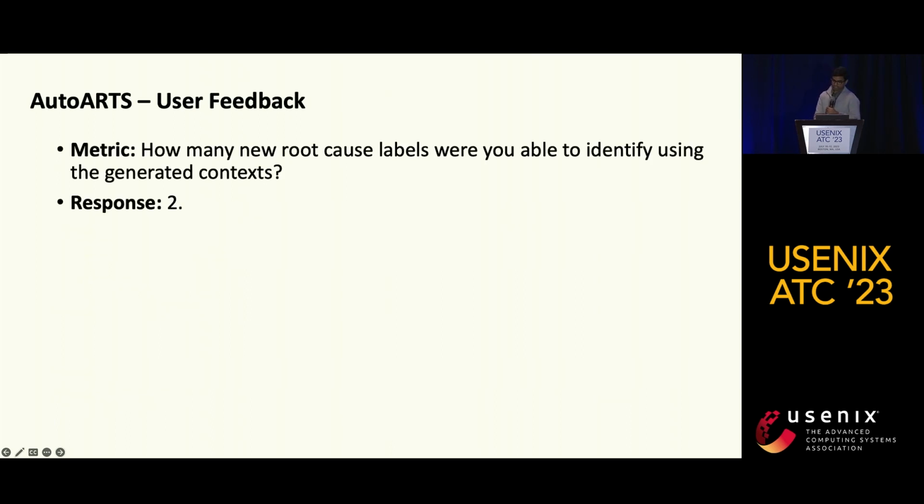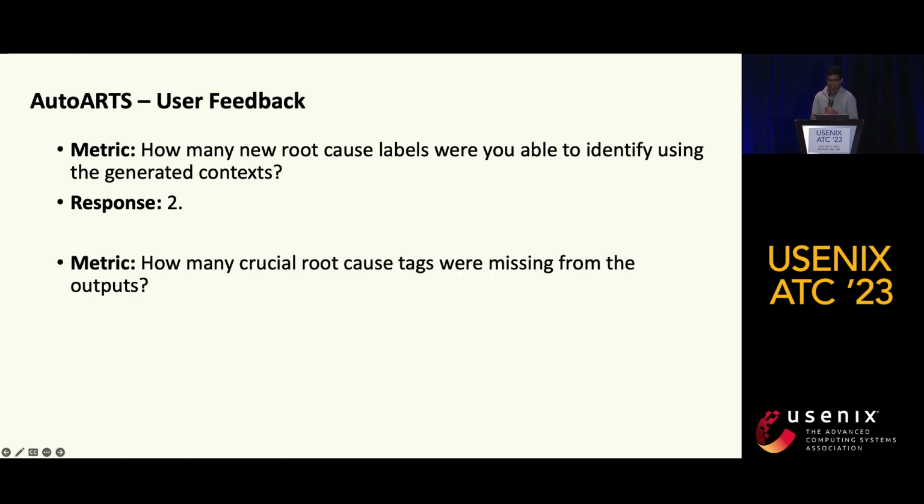Even for an expert, AutoARTS generated context helped them identify 2 new contributing factors that they previously missed when they were labeling the same postmortem reports. And because the relative importance of each contributing factor is subjective, we asked the subject if they think any crucial tags were missing from the classification task. And they identified that 7 out of 10 outputs had an important root cause tag missing. This clearly indicates the need for context generation in addition to blind root cause classification.